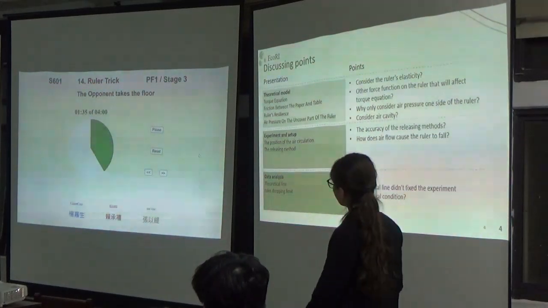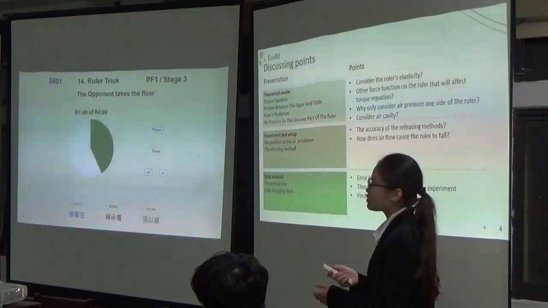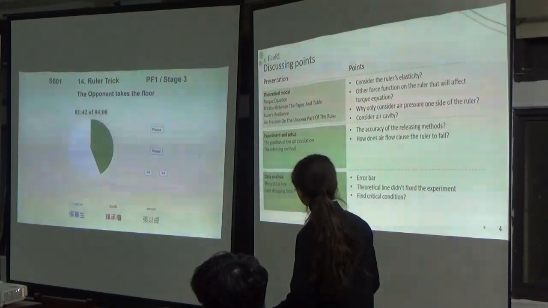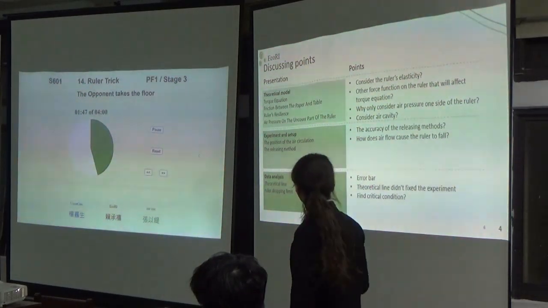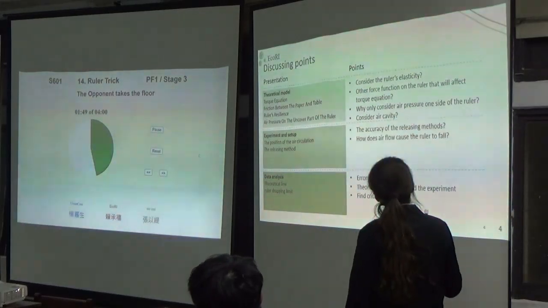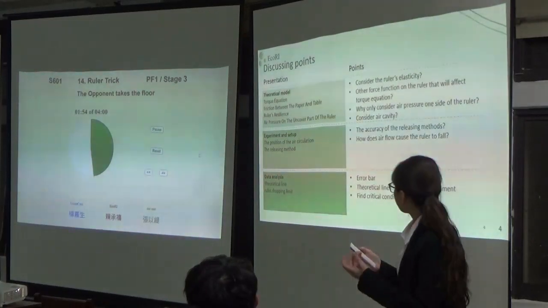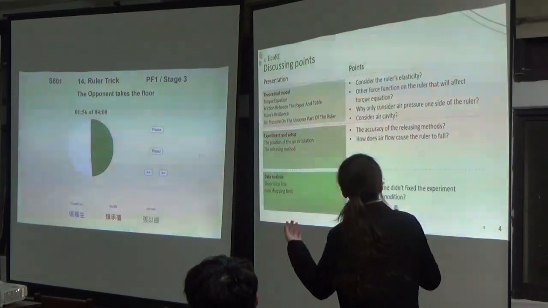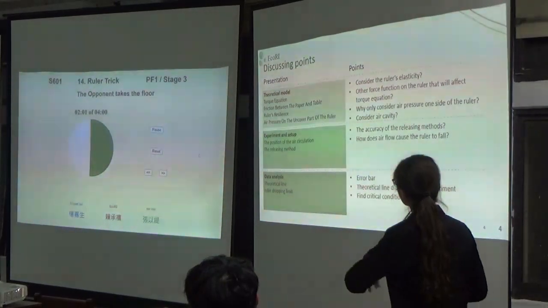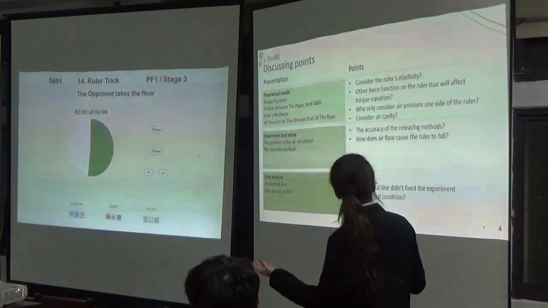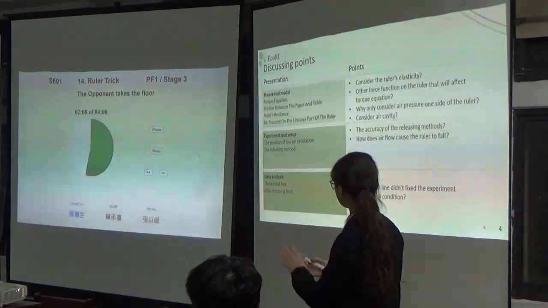And here is what I'm going to discuss about the theory. I'm going to discuss the torque equation, friction between the paper and the table, the ruler's resilience, and air pressure on the uncovered part of the ruler. I'm going to talk about whether you consider the ruler elastic or not, and whether other forces acting on the ruler change the torque equation, or why only consider air pressure at one side of the ruler and consider the air cavity when the collision happens.